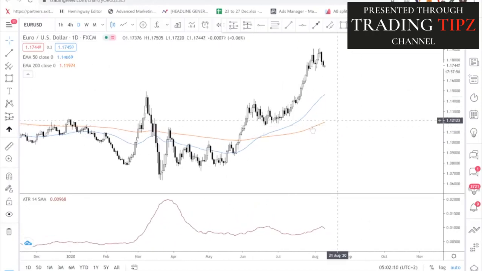The first thing is that we need two exponential moving averages. We have the 50 period and the 200 period. In this case, this blue line here is the 50 period, and the orange line is the 200 period exponential moving average. Criteria number one involves looking at the 200 period moving average. Very simple: if price is above, then you want to be buying. If price is below, you want to be selling.